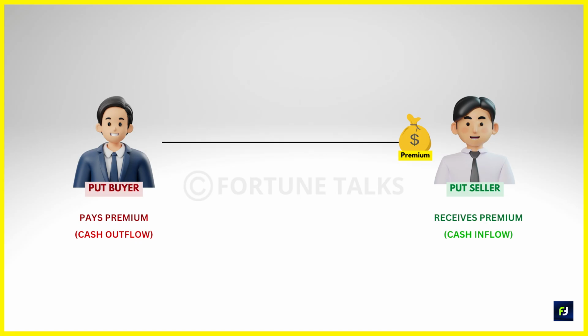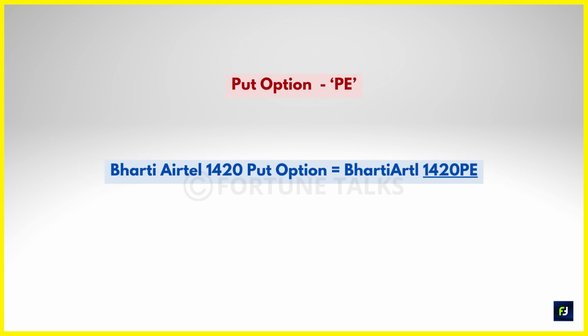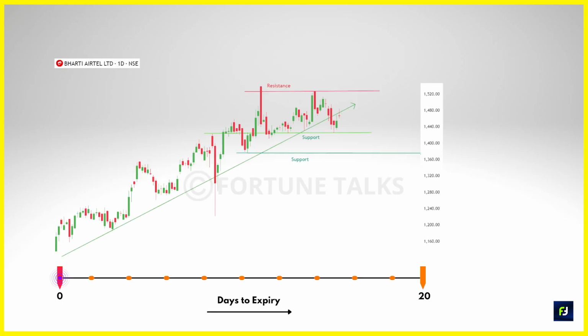Anyways, you bought 1 lot of Bharti Airtel 1420 put option. Usually, a put option is abbreviated as PE. So, Bharti Airtel 1420 put option is referred to as Bharti Airtel 1420 PE. PE is an abbreviation for European put option. You may already be familiar with what a European put contract is from the first episode. Anyways, we will now look into different scenarios that could come up after 20 days, which is the expiry day for our put option contract.